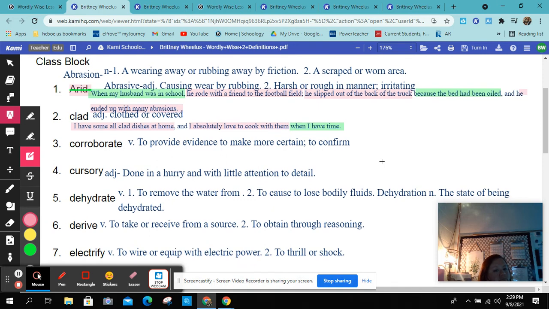Now, let me say this. If she put that dependent clause, when I have time, in front of the independent clause, what would it say? When I have time, I absolutely love cooking with them. You know what? You would not need any punctuation mark there.